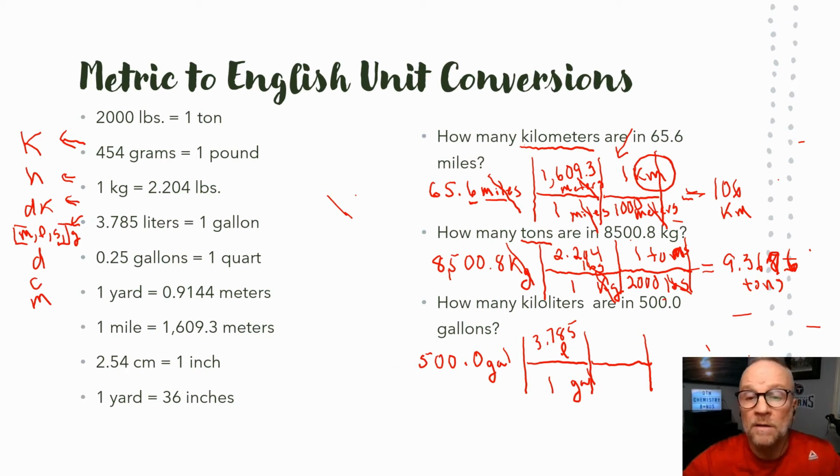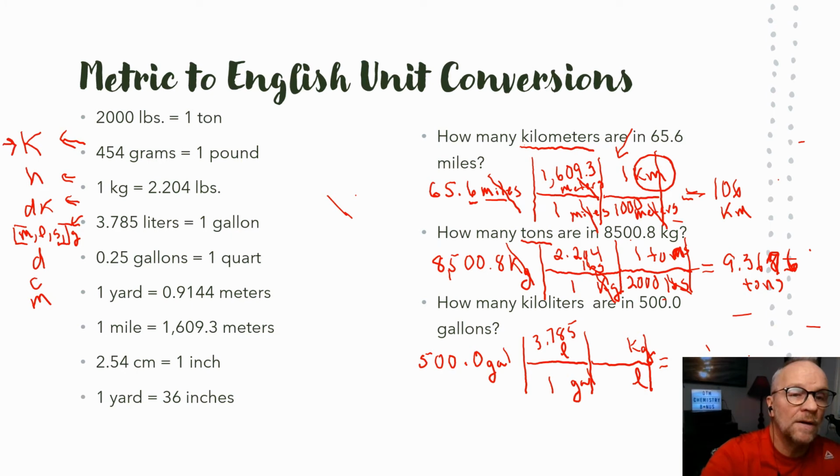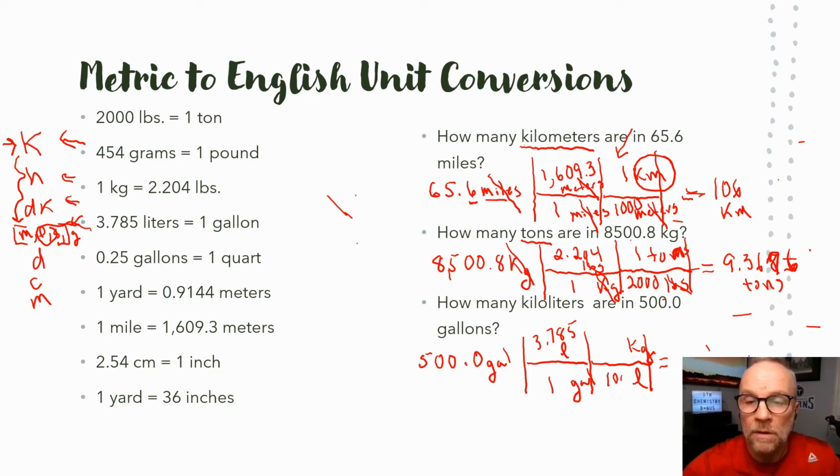So that's not going to get us there. We got to go to kiloliters, so we need to figure out how many liters are in a kiloliter. Kiloliters are bigger because they're on the top of our conversion factor, and then we're going down here to a base unit again because we've got liters here. So we've got 1, 2, 3 steps down, and so there's 1,000 liters per kiloliter. All right. So now we're going to multiply across the top and divide by the bottom. So 500 times 3.785 divided by 1,000.